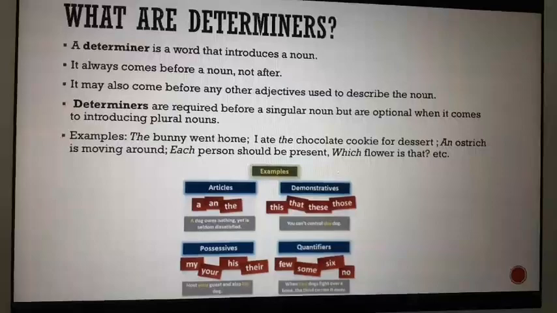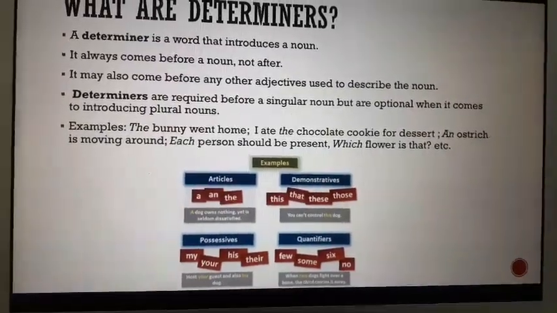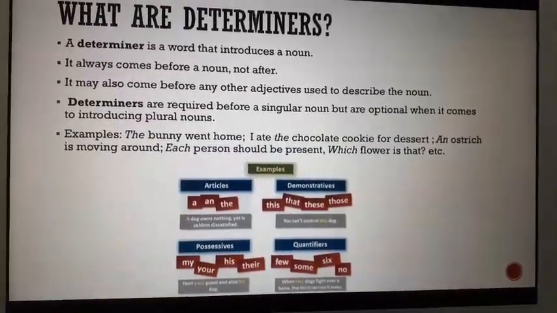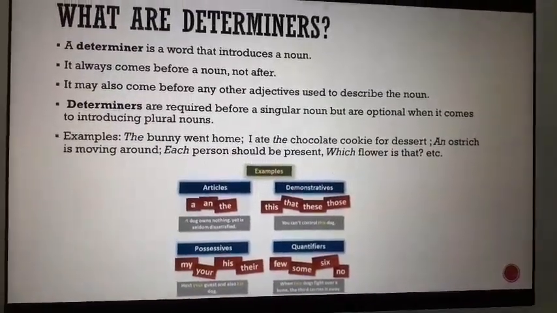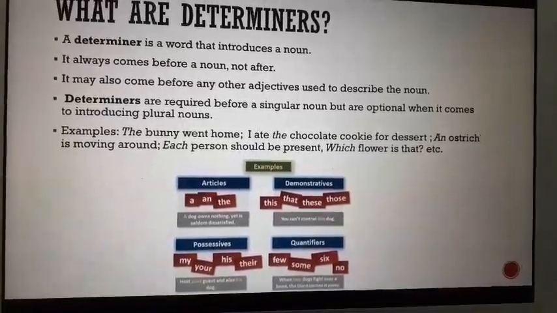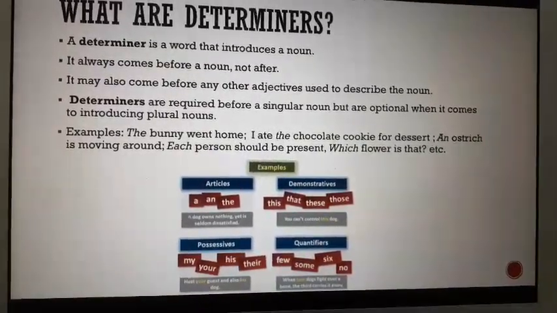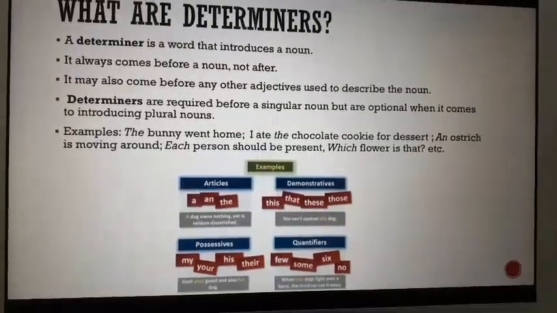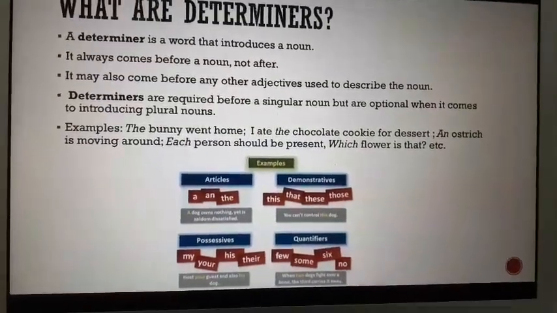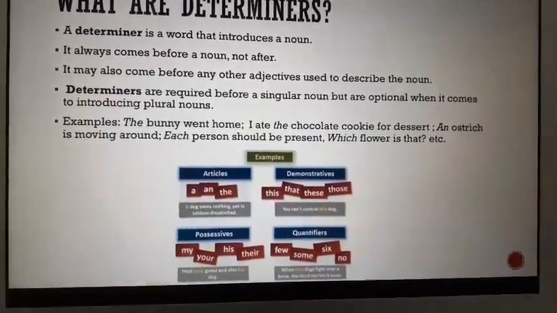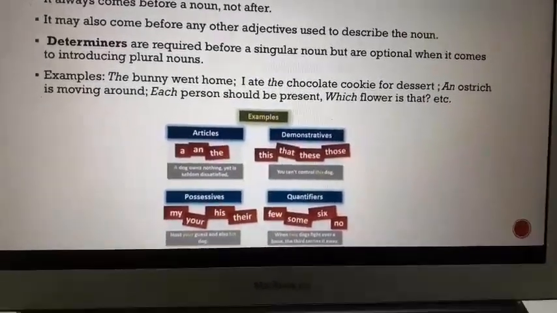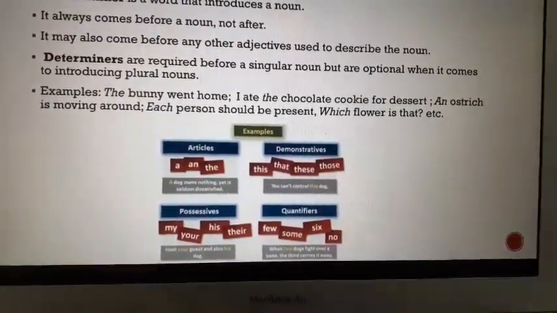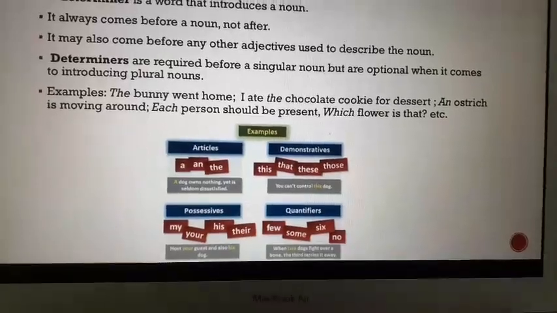Now let's look at these examples. The bunny went home. I ate the chocolate cookie for dessert. An ostrich is moving around. Each person should be present. Which flower is that? So these are some of the examples. You can also see this picture here. These are some examples of the determiners. So these are different kinds of determiners which are used.